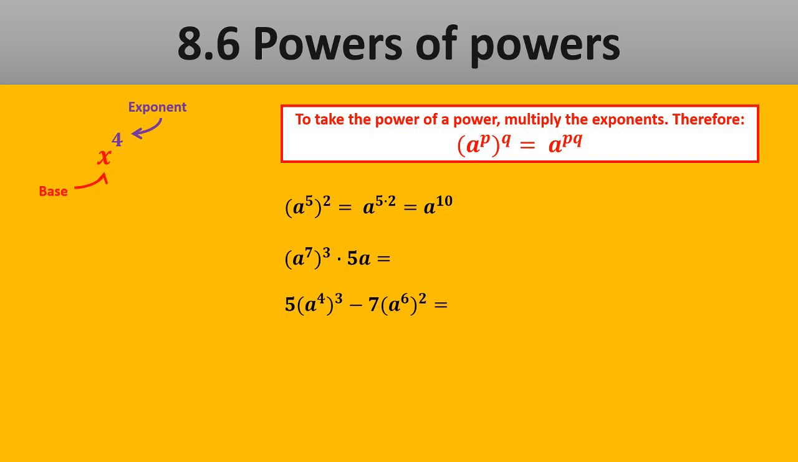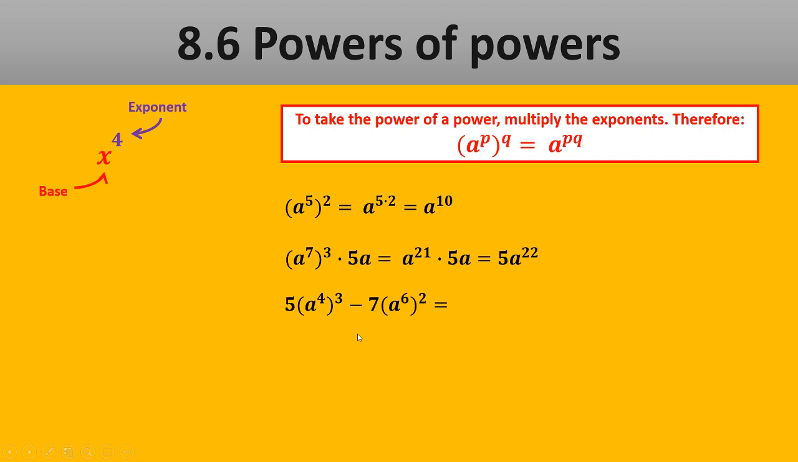A to the 7th to the 3rd is A to the 21st. Sorry, 21st. Mr. Obstraat, what you're talking about is A to the 21st, sorry. And then times 5a. Remember, this is a multiplication, so I can simplify this. 5 in front of the a, and then A to the 21st times A is A to the 22nd power.